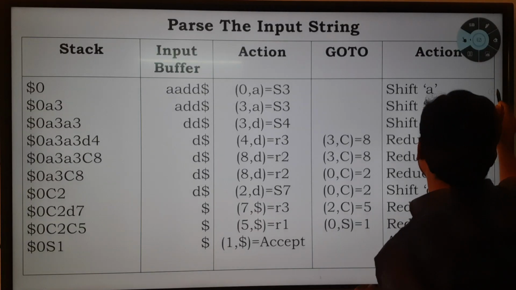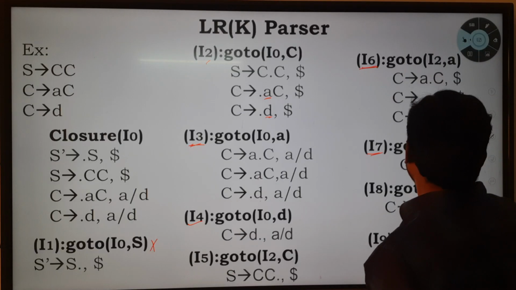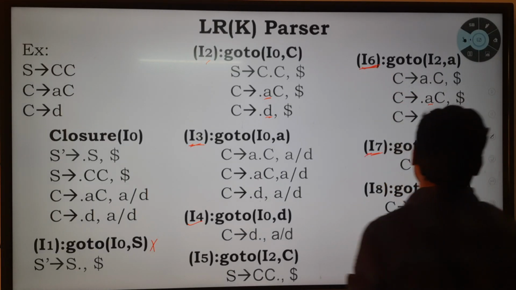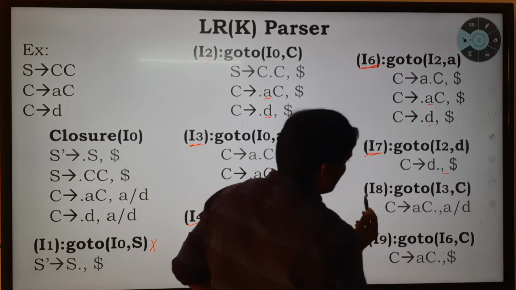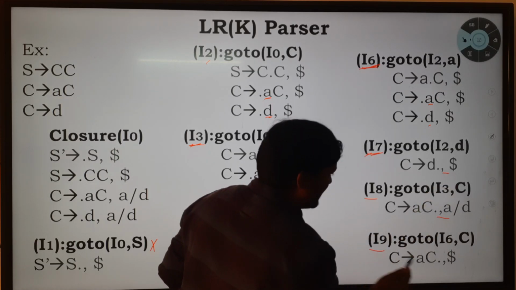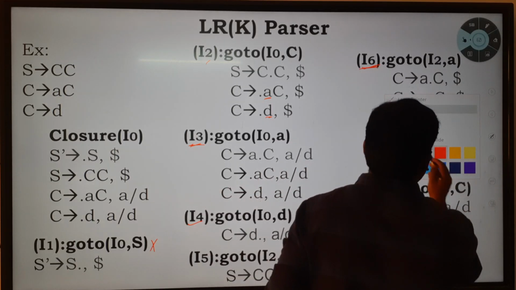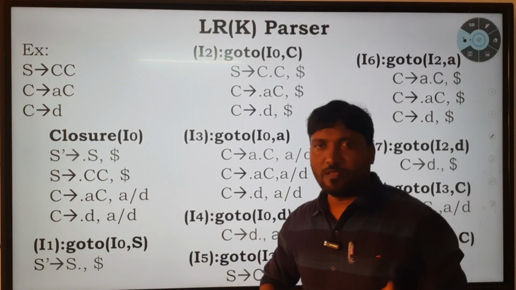I6 is over. In I7 there is no symbol after the dot. I8, no symbols after the dot. I9, no symbols after the dot. So this is how to fill the shift function.